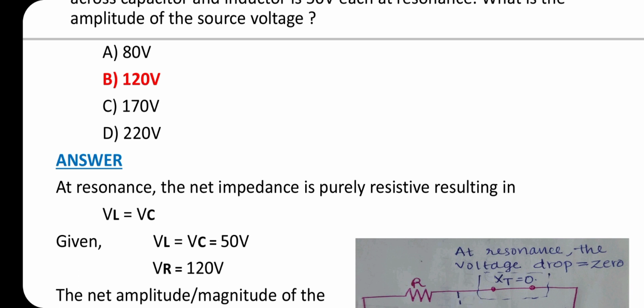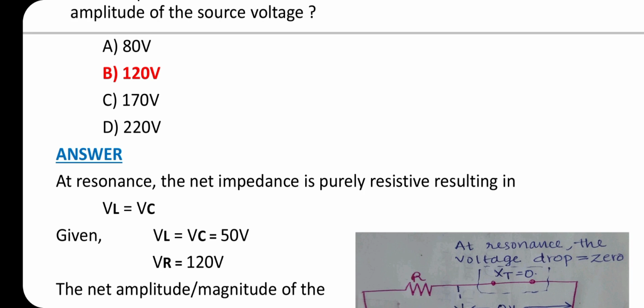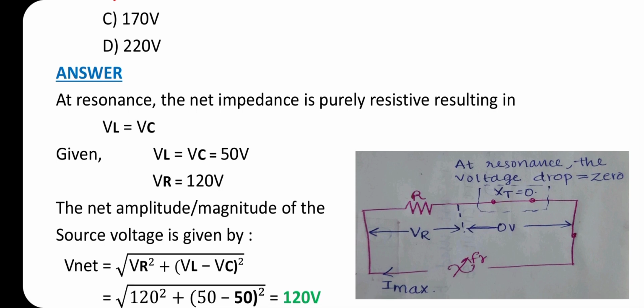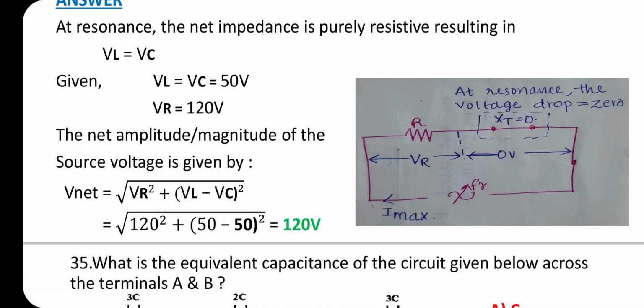We know that for a series RLC circuit, the net magnitude or amplitude of the source voltage is given by V net equal to root of VR square plus (VL minus VC) whole square. VR equal to voltage across resistor, VL equal to voltage across inductor, and VC is the voltage across capacitor. At resonance, the net impedance is purely resistive, resulting in VL equal to VC. Given VL equal to VC equal to 50 volt, VR equal to 120 volt.